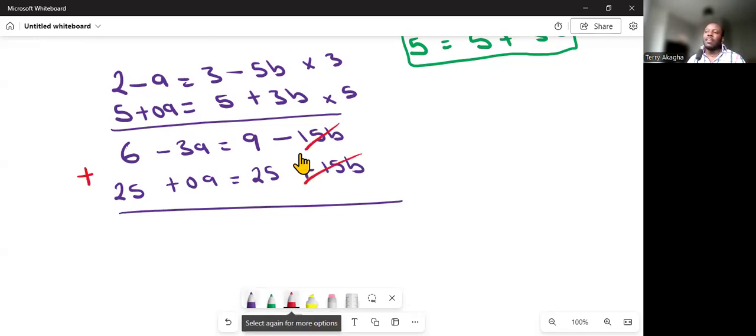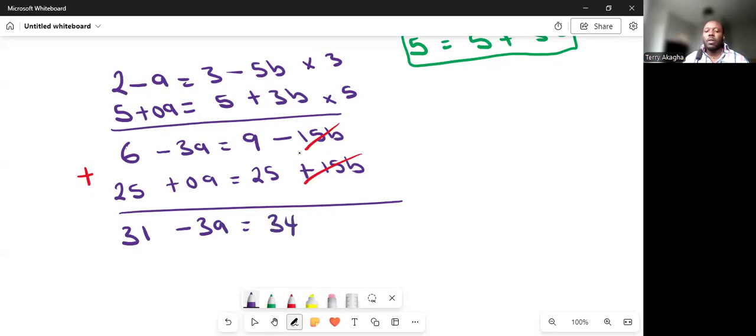I've discussed this earlier. So please make sure you've gone back and watched the video on how to solve simultaneous equations using the elimination method if you're not very conversant with that. So 6 plus 25 will give you 31. Minus 3 plus 0a will still give you minus 3a. Now 9 plus 25 is going to give you 34.